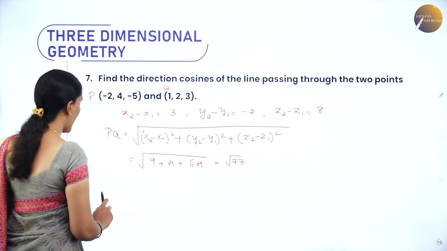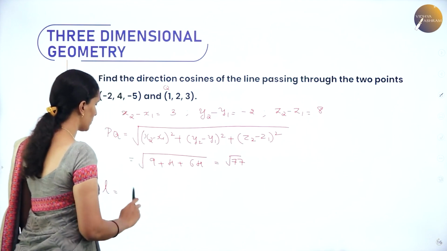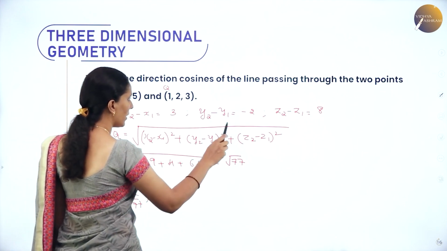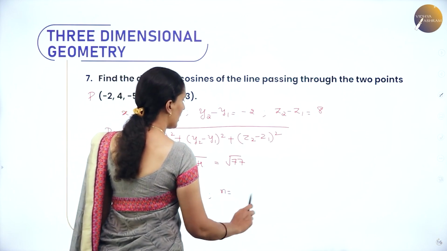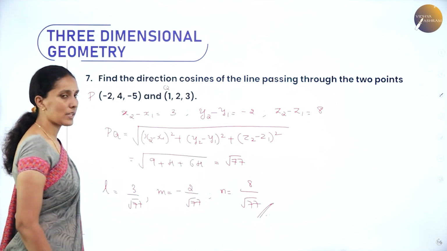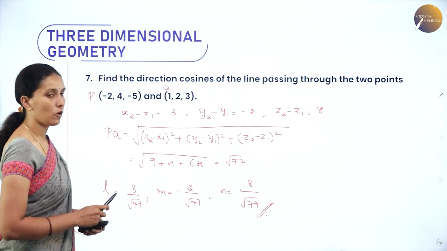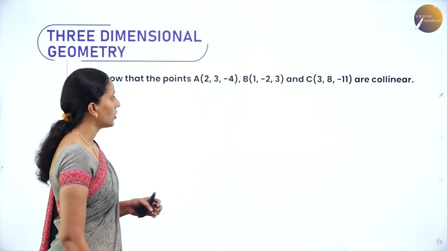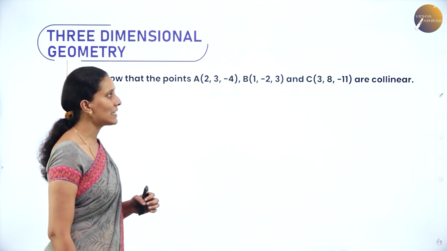Now we will take up l. l is x2 minus x1 by PQ, so that is 3 by root 77. m is y2 minus y1, which is minus 2 divided by root 77. And n is 8 divided by root 77. So these are the direction cosines of the line joining the 2 points minus 2, 4, minus 5 and 1, 2, 3.